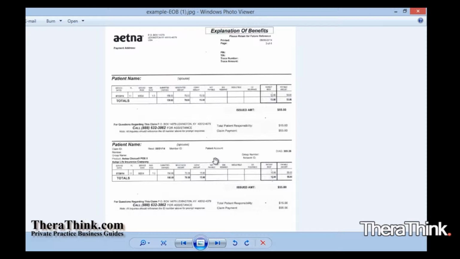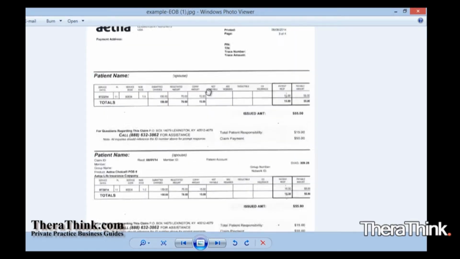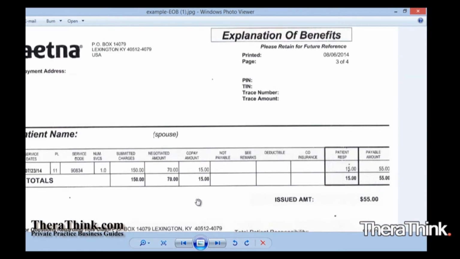So we have a couple of EOBs that we're going to walk through. All of the sensitive information has been deleted, so they're going to look very sparse. But nevertheless, we're going to walk through these and try to make sense of them for you, so that in the future, when you look at your EOBs, you can understand them a lot better.